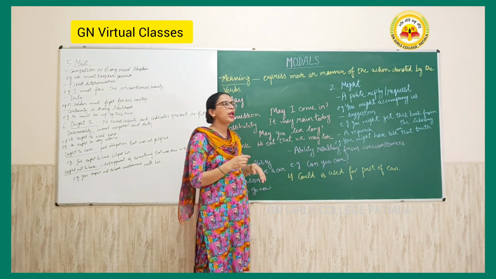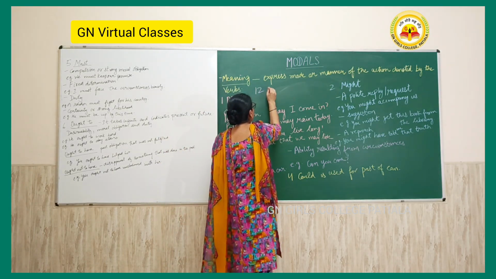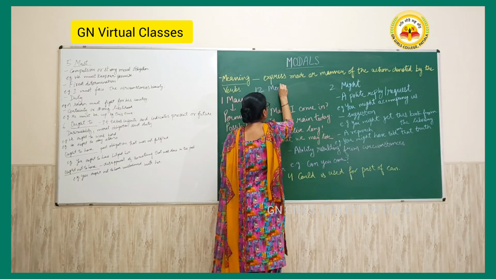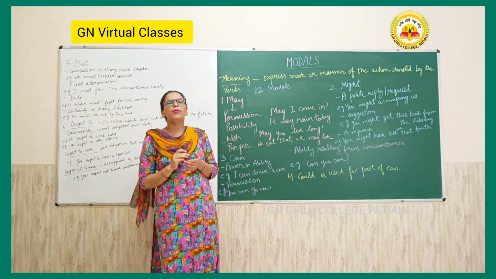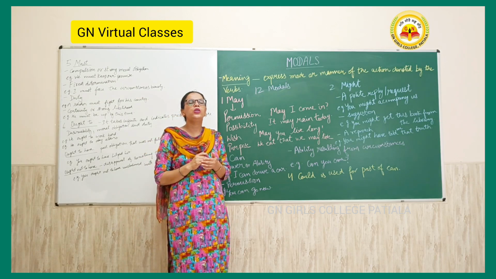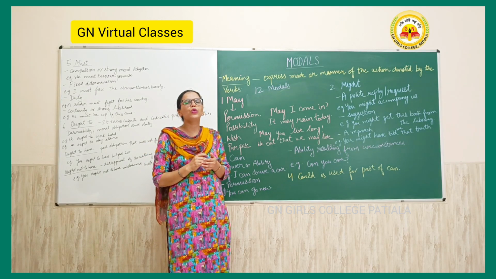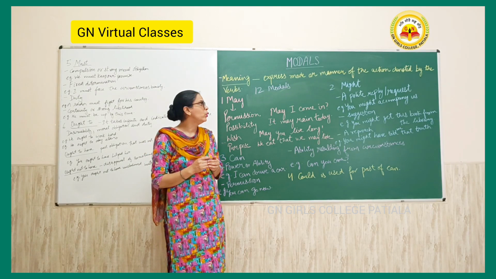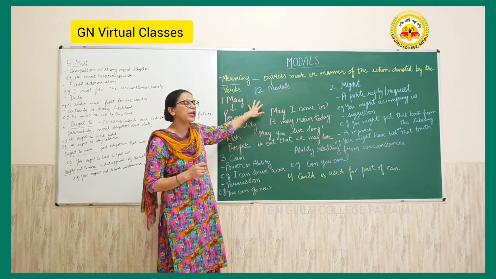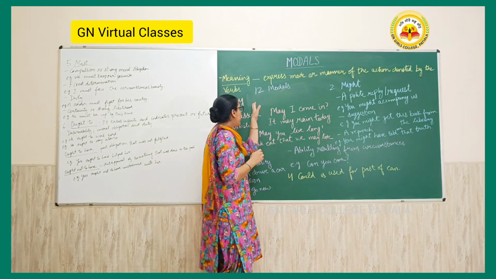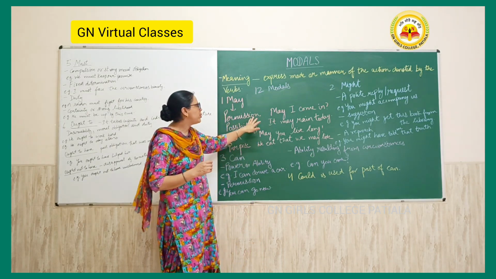So there are 12 modals in English: will, shall, may, might, can, could, should, would, ought to, need to, dare to. So first of all, I will introduce you to may. May is used for permission.